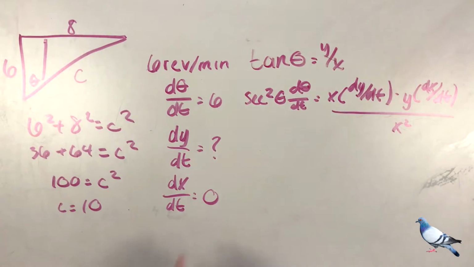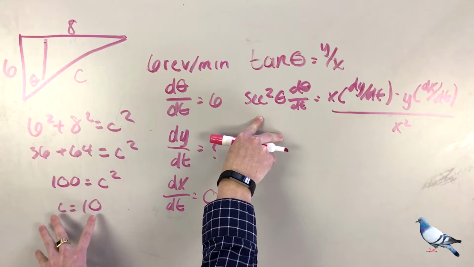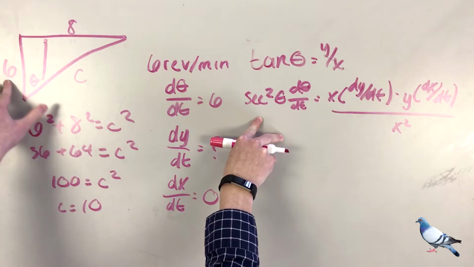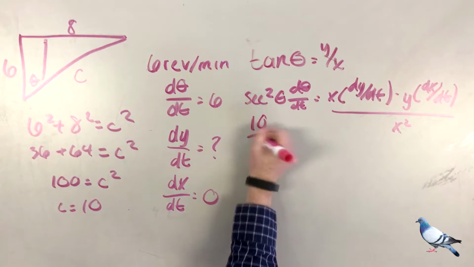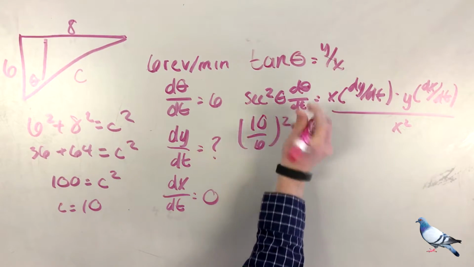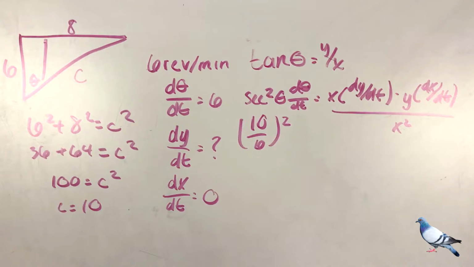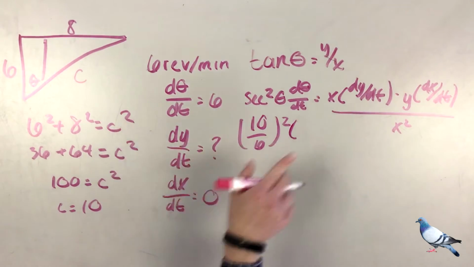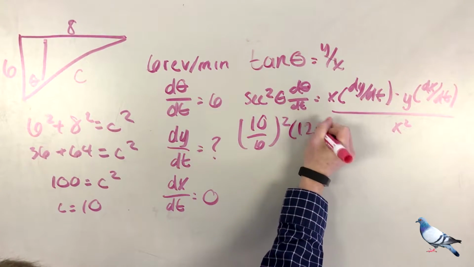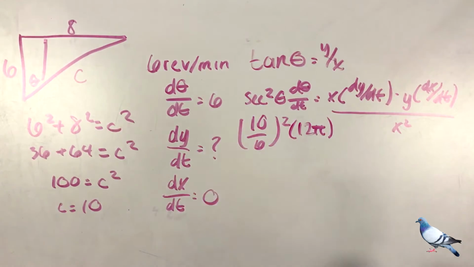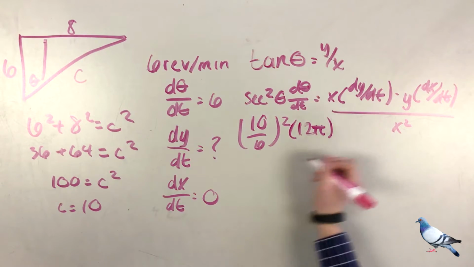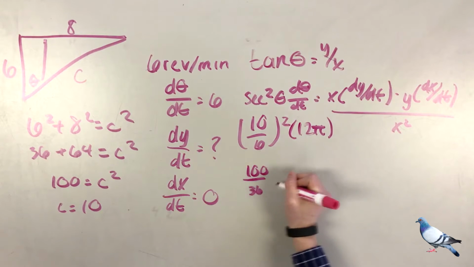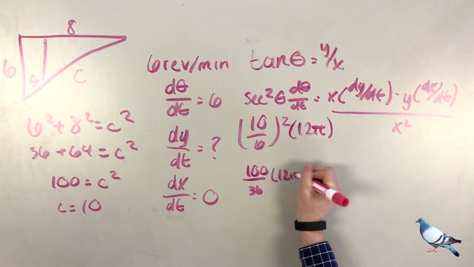Now we just plug in our numbers. We can find secant squared. It's going to be the hypotenuse over the adjacent side. So we're going to have 10 over 6 squared d theta dt. Alright, so for d theta dt, it's going to be a little tricky because we have to think of our unit circle. So if we make 6 revolutions, it's actually 12 pi. So I'm going to condense this side first. So we got 100 over 36 times 12 pi.